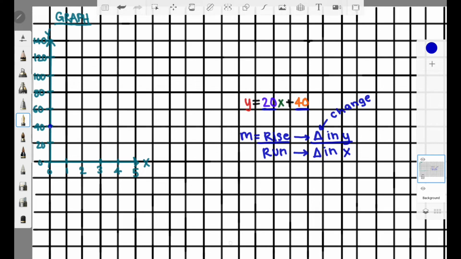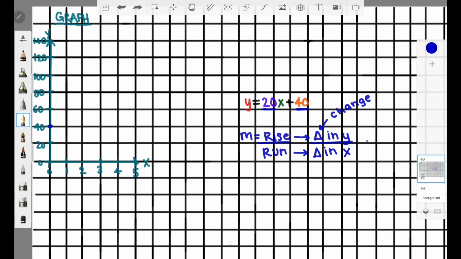When the change in y is negative, that means that the point is going down. It's traveling downward. When it's going up, that means that we will have a positive slope, positive rise value. And for x, when the point is traveling to the right, that means that the value will be positive. And when it's traveling to the left, that means that the run value is negative. We know from our equation that our slope, rise over run, is 20.